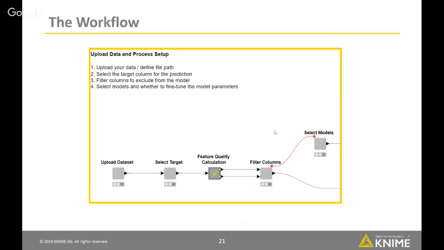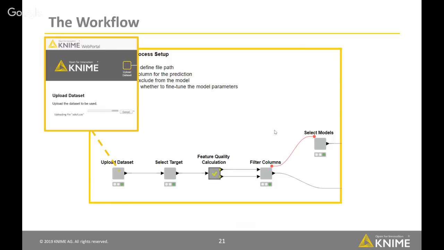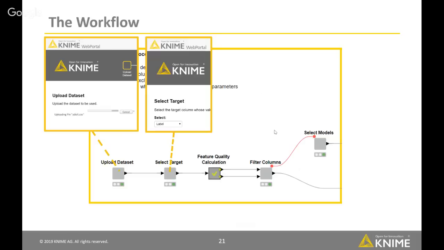So basically, the first part is where you define the settings. The first node is the upload data set, and this will create the first page where we actually upload. And then from here, the data flow starts. Next, we are going to select the target that we want to predict. That's the other wrapped meta node. And once we know what we want to predict, there is the feature quality calculation.